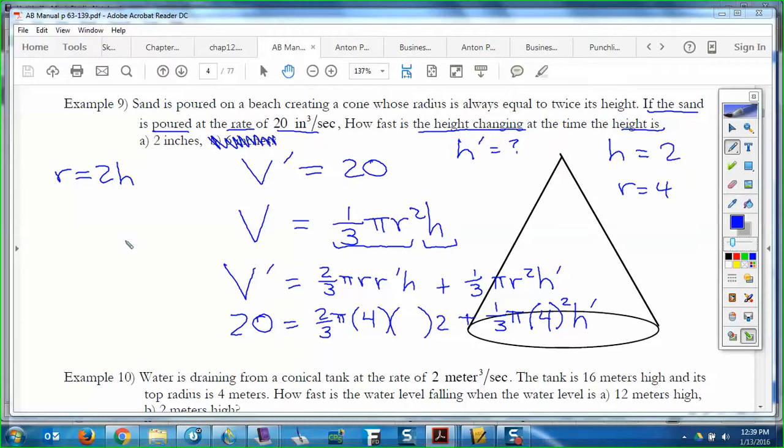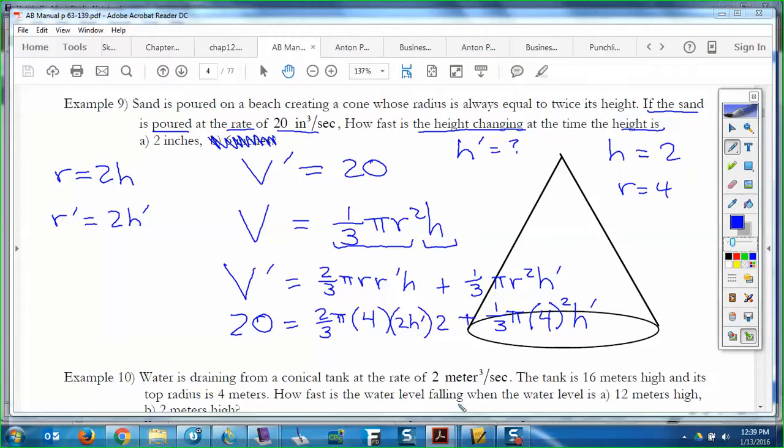I can do the derivative of this as well. So r prime would equal 2 h prime, right? Regular derivative of 2h is 2, tack on an h prime. So I can put in place of r prime here, I can put 2h prime, because I don't know what h prime is, right? That's what I'm looking for. So r prime is the same as 2h prime, so I can put that right there. So now I've got it down to, the only thing left is h prime, which is what I'm looking for, right?